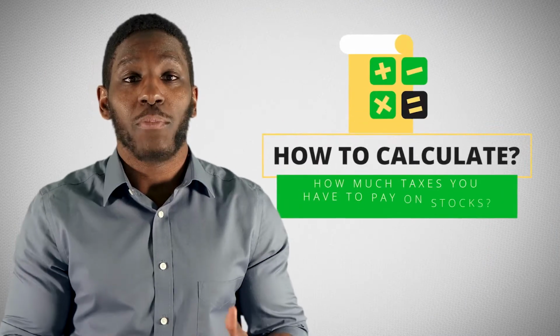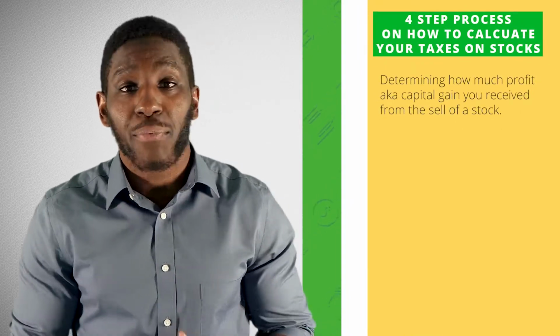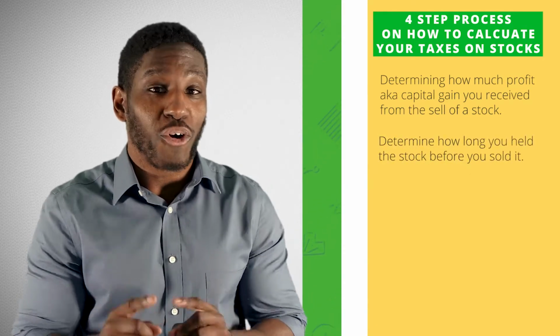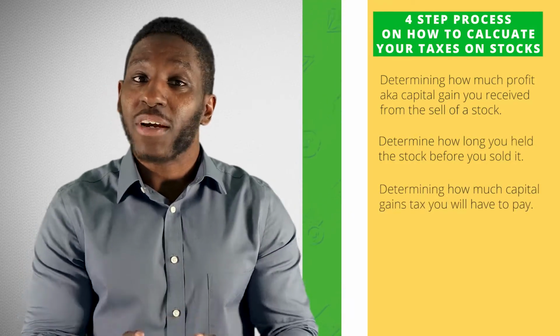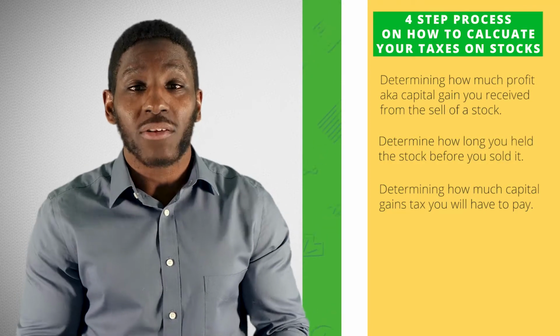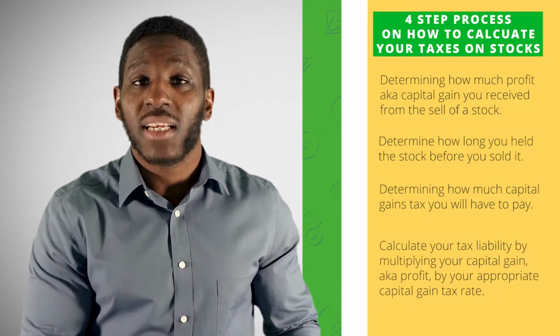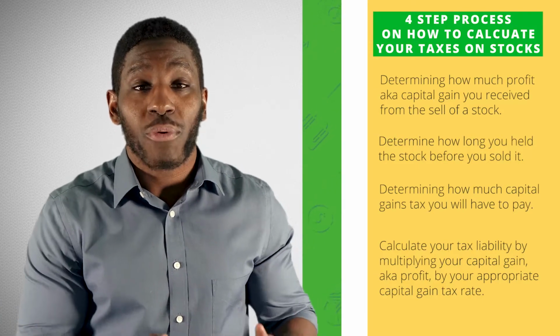Now that we know the two ways you can be taxed on stocks, let's discuss how you calculate how much taxes you have to pay on those stocks. Here's a simple 4-step process to do so. First, determine how much profit, aka capital gain, you receive from the sale of a stock. Second, determine how long you held the stock before you sold it. Third, determine how much capital gains tax you will have to pay. As mentioned previously, this will be determined by how long you held the stock and your tax bracket for the year. Lastly, calculate your tax liability by multiplying your capital gain, aka your profit, by your appropriate capital gains tax rate. That was a lot, so let's walk through an example.